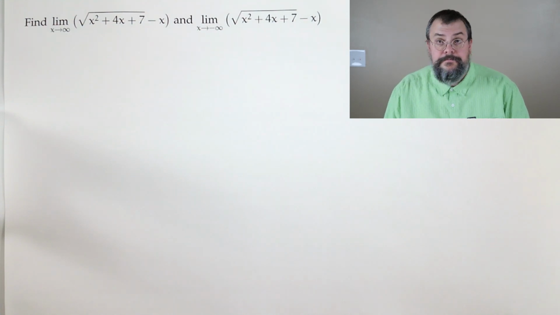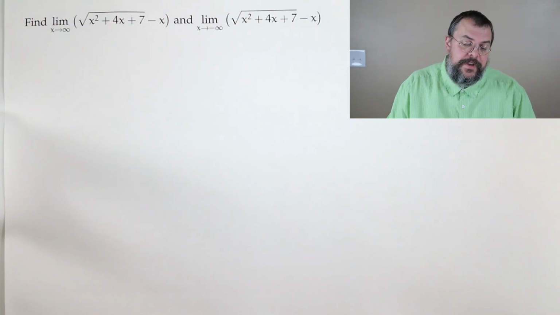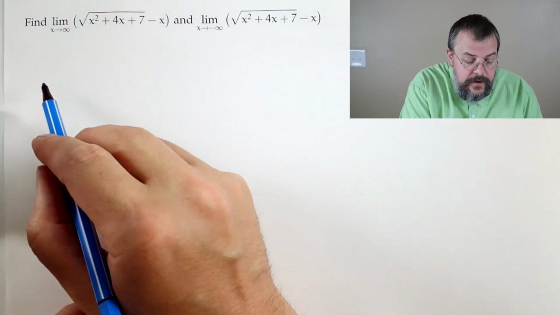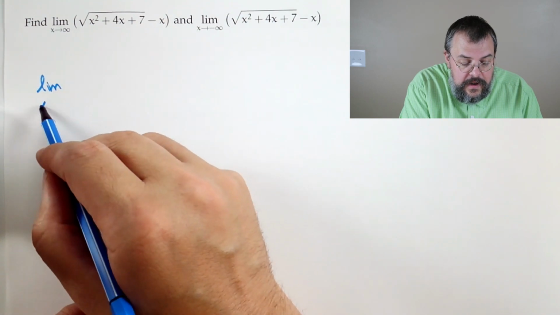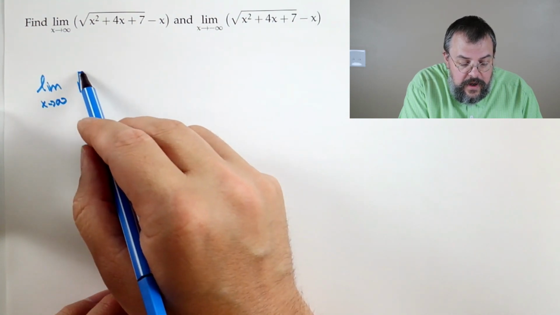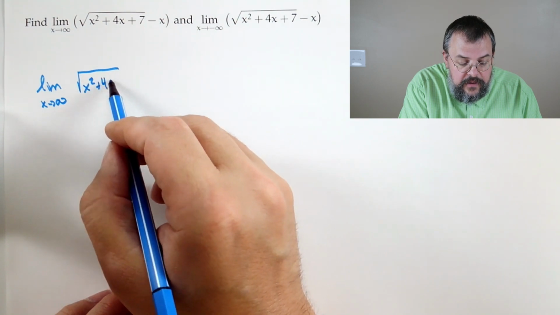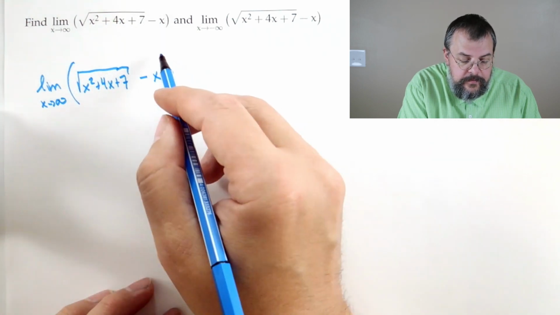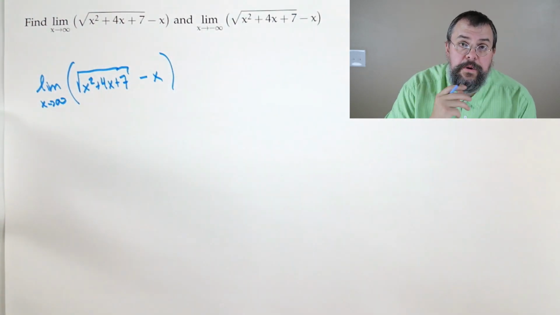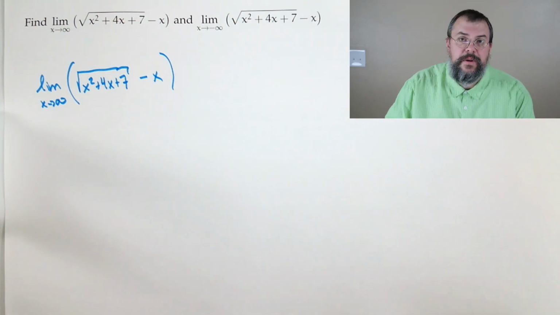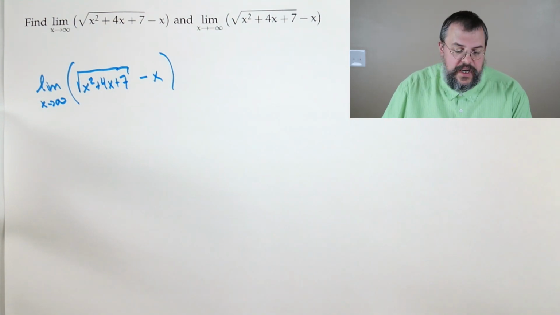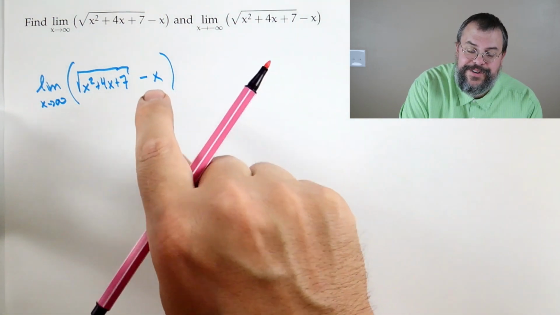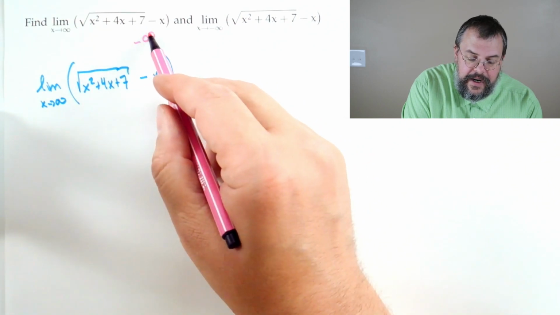All right. Well, let's take a look. So we look at this and we say, let's start with the positive infinity. Why not? So what do we see? Well, we see the square root of x squared plus 4x plus 7, and here minus x. Now, let's just look at it for a second and think about what's happening. Now x is going to infinity, which means that this x is going towards infinity. So that heads towards minus infinity.